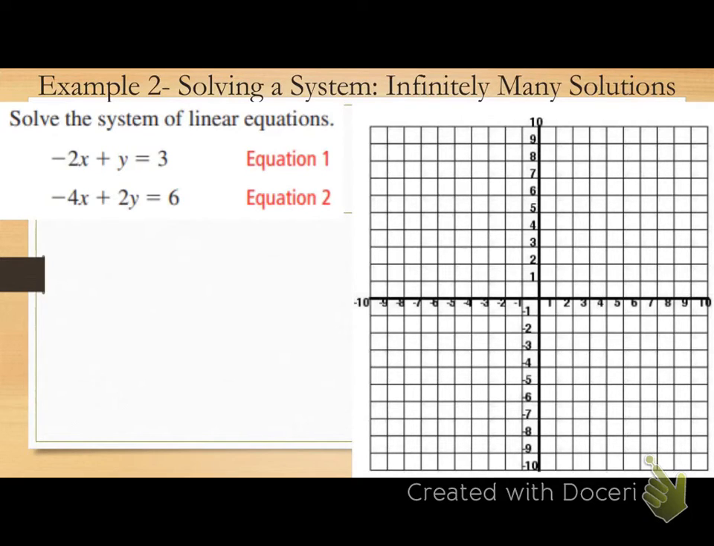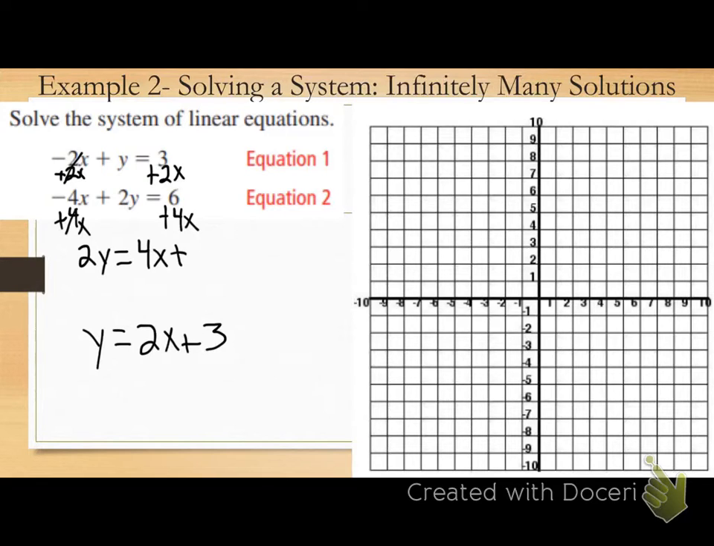So for my first equation, how do I get y by itself? Add 2x to both sides. So I get y equals 2x plus 3. And that's slope-intercept form, correct? Yes, sir. All right, equation 2. What's my first step to get y by itself? Add 4x to both sides. 2y equals 4x plus 6.